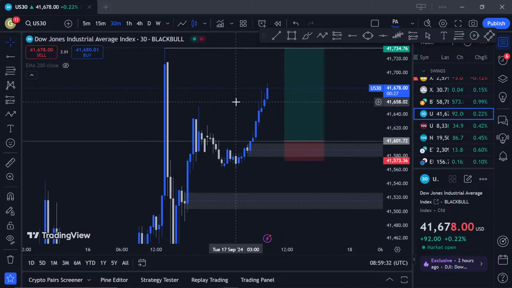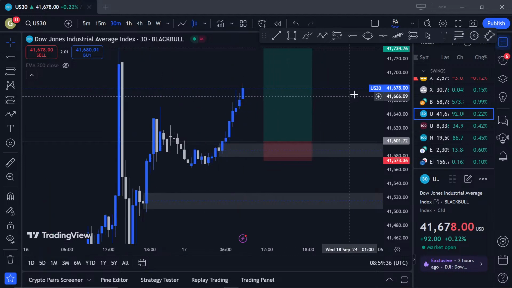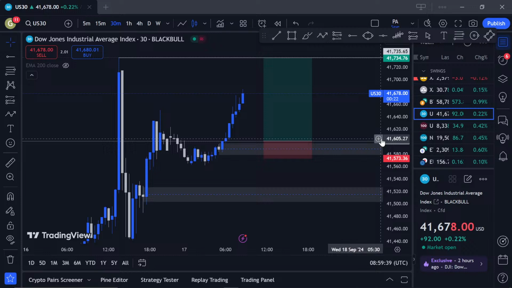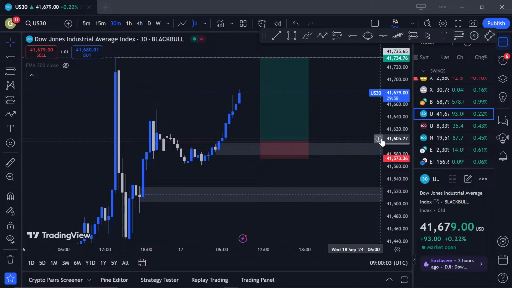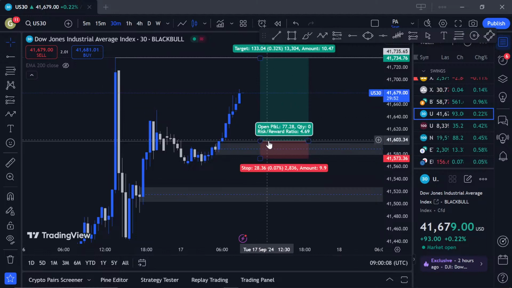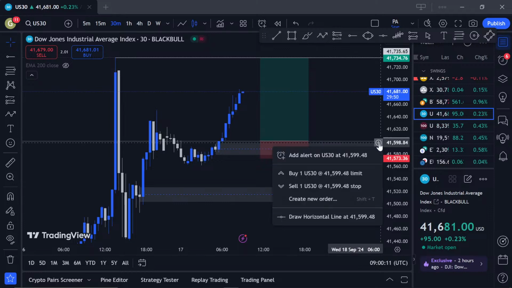So this will be the entry we are looking forward to on US30. We are looking to get a buy on US30. So give me a little bit of time. On US30, let's wait for this trace back and get to our buy. So I'm just going to keep my alert right here.